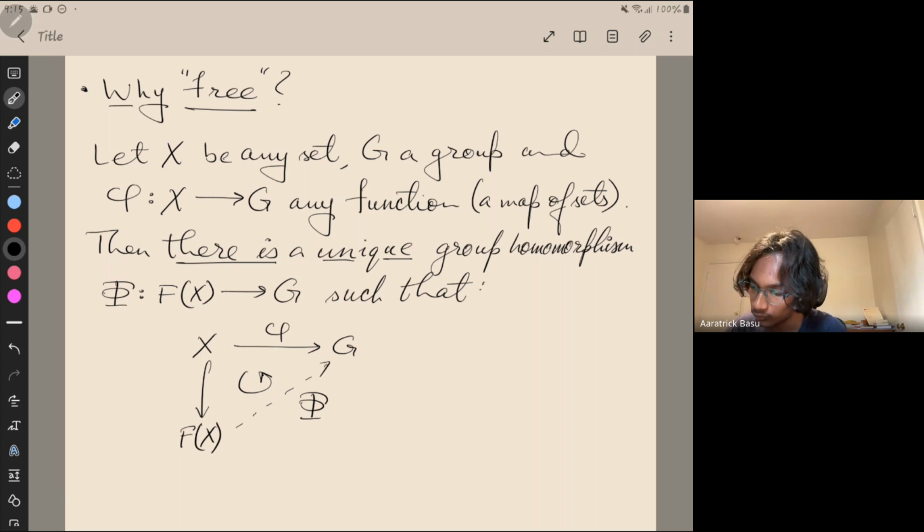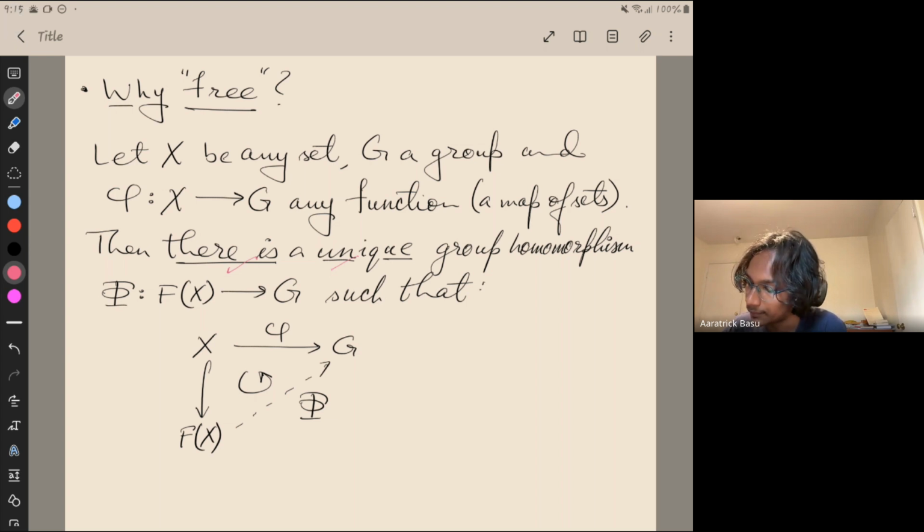There are two things here. One is that this capital Phi exists. It is something you can explicitly define in terms of small phi, and it's unique. Once you write it down, that's the only way to do it. You can't have any variation in there.